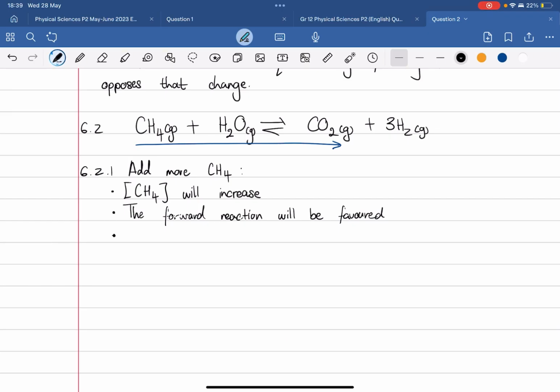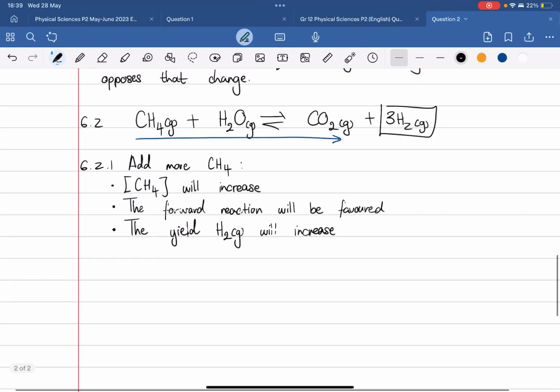And therefore, if the forward reaction is favored, you're going to form more hydrogen gas. So therefore, or rather we should say the yield, which is just the amount of hydrogen gas, will increase. Wonderful.